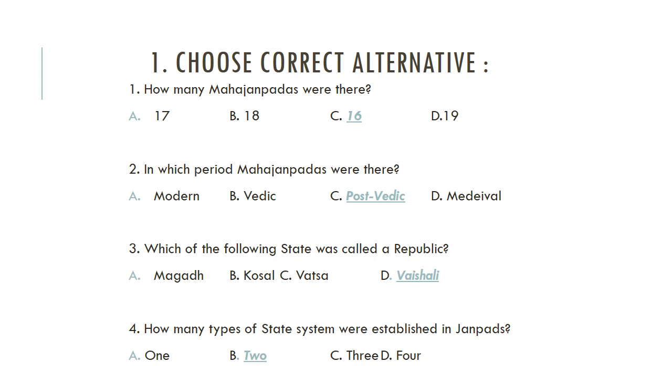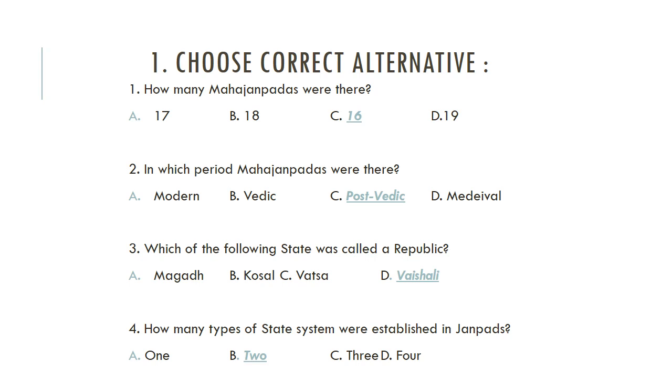Third, which of the following states was called a republic? From the given options, which was a republic? A. Magad, it was a monarchy. B. Kosal. C. Vatsa. D. Vaishali. We know Vaishali is a republic state. There was the union. Vaishali was the capital.